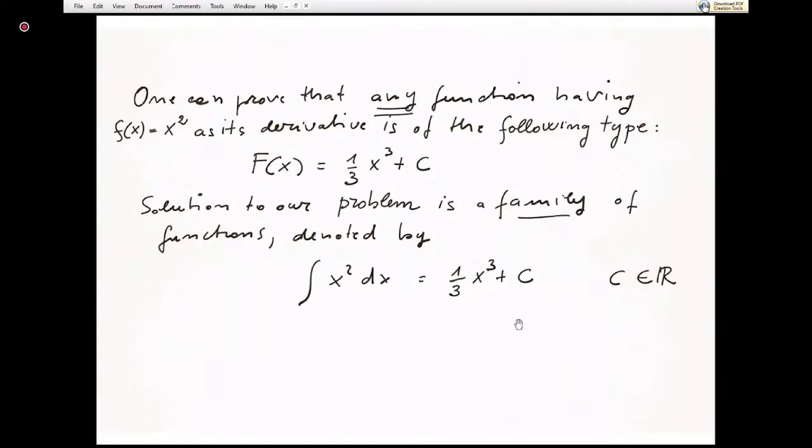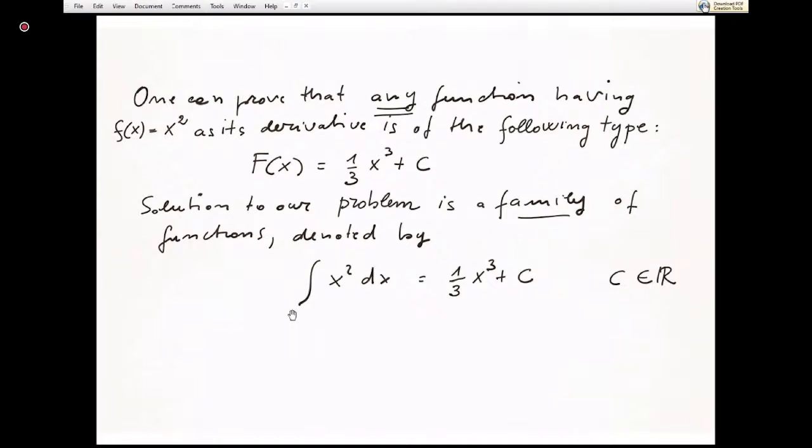So it can be identified in this way. Take one of these functions having x squared as its derivative, add an arbitrary constant, and we have reconstructed the whole set of functions that have x squared as its derivative. Is that clear? So this is a matter of notation, but also a conceptual matter.